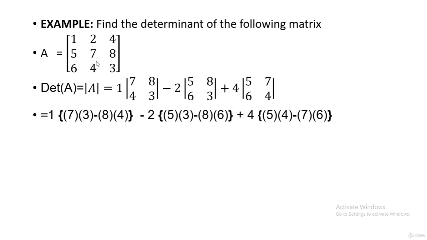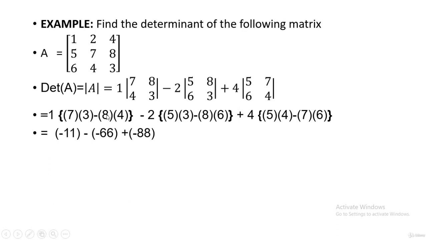Now we have learned earlier how to find the determinant of a 2 by 2 matrix. We do cross multiplication. 7 into 3, the middle sign is minus, 8 into 4, there you go. Minus 2 as it is written: 5 into 3 minus 8 into 6. Plus 4 as it is written: 5 into 4 and 6 into 7. The middle sign is minus.